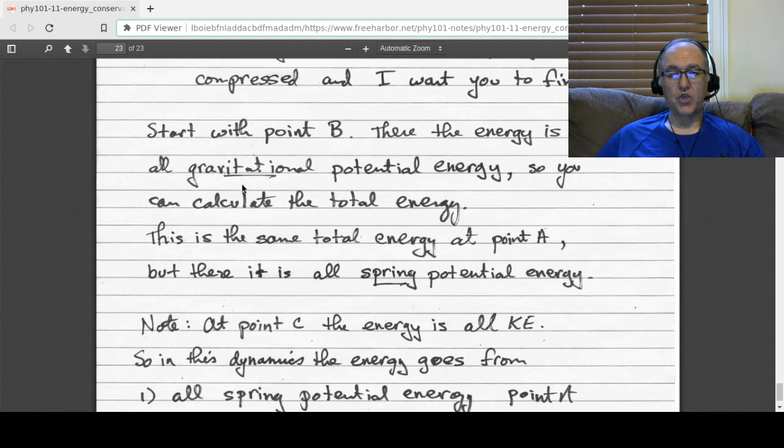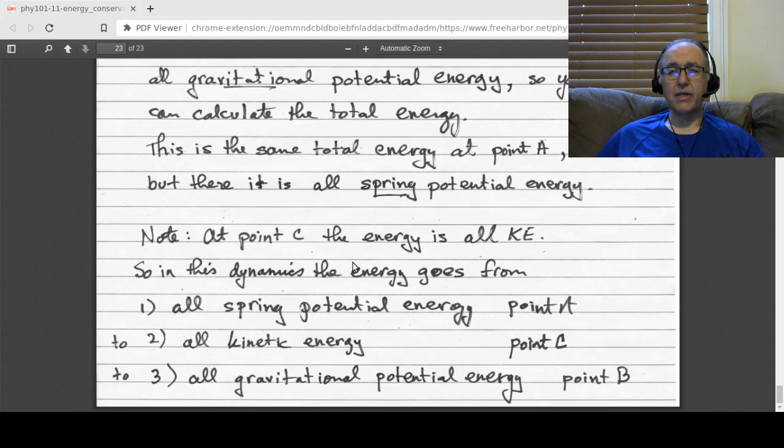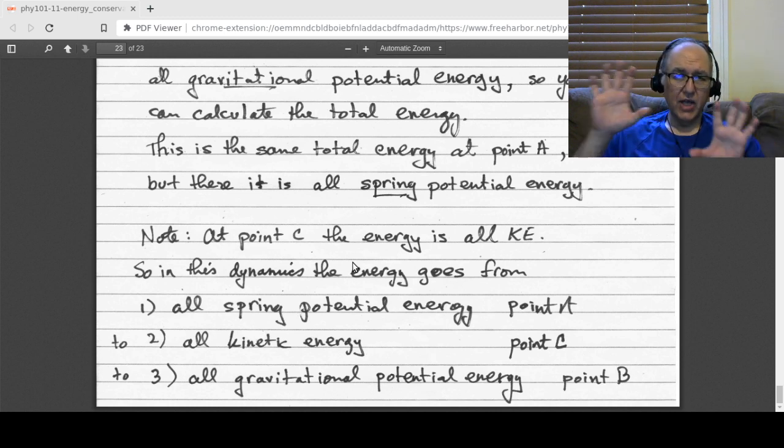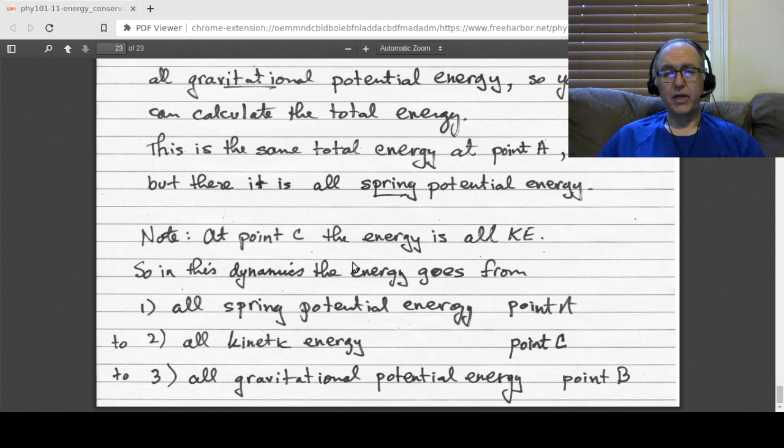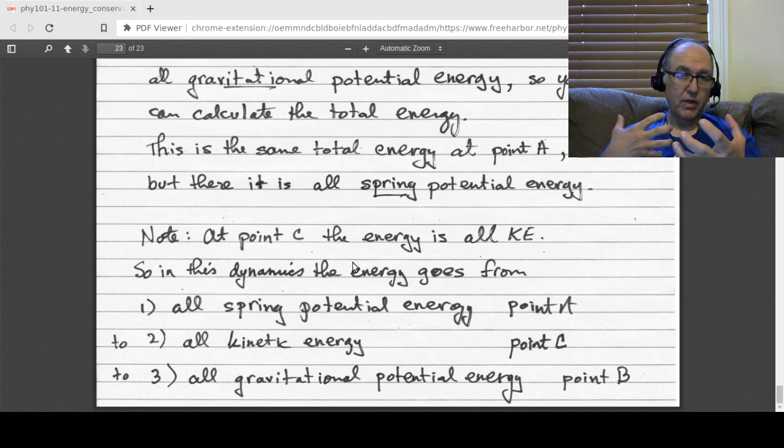I just wanted to show you this because I want you to think in terms of the energy sloshing back and forth between its different forms. The basic sloshing is between kinetic and potential, but even for potential, there are different types. You can have gravitational potential and spring potential, and so you can have energy sloshing back and forth between spring potential energy and gravitational potential energy. As long as the total adds up to the same amount everywhere along the path, energy is being conserved.